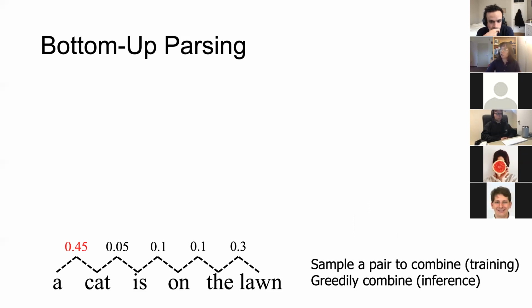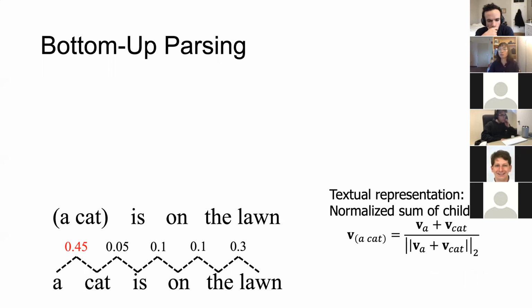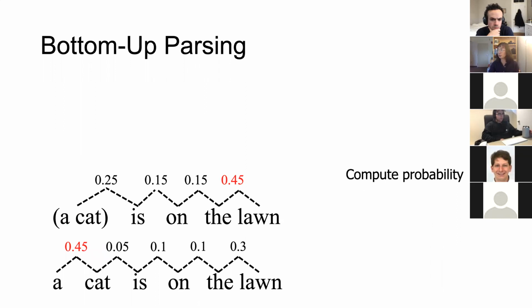And then we sample a pair to be combined at this specific step. Note that during inference, we can just greedily choose the one with the highest score. To get the text representation for this new constituent, "a cat", we simply perform a normalized sum of its children's embeddings. And we will copy the words that are not chosen at the first step into the next step. The same procedure will repeat another n-2 times to parse the sentence with n words.